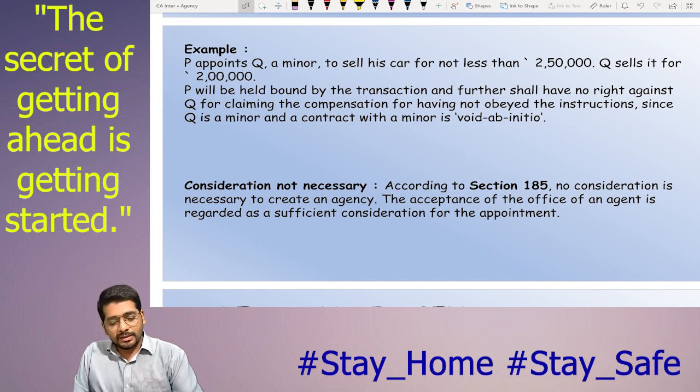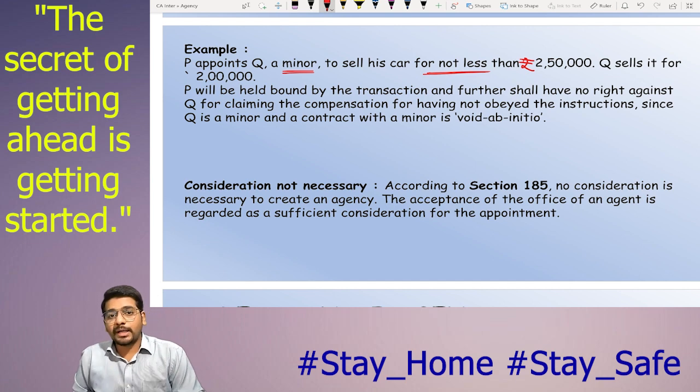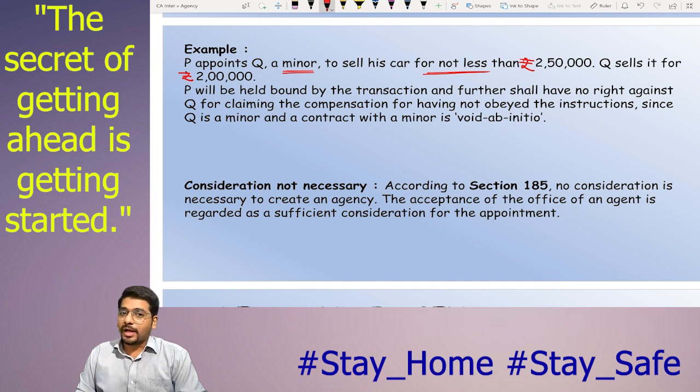It says P appoints Q. Who is Q? Q is a minor. To sell his car for not less than rupees 2,50,000. So P has told Q, go and sell my car, sell it for any amount but not less than rupees 2,50,000. Q sells the car for rupees 2 lakhs. I told you don't sell it for any amount below 2,50,000. You have sold it for 2 lakhs. Now I will sue you in the court of law and recover the balance 50,000 from you.